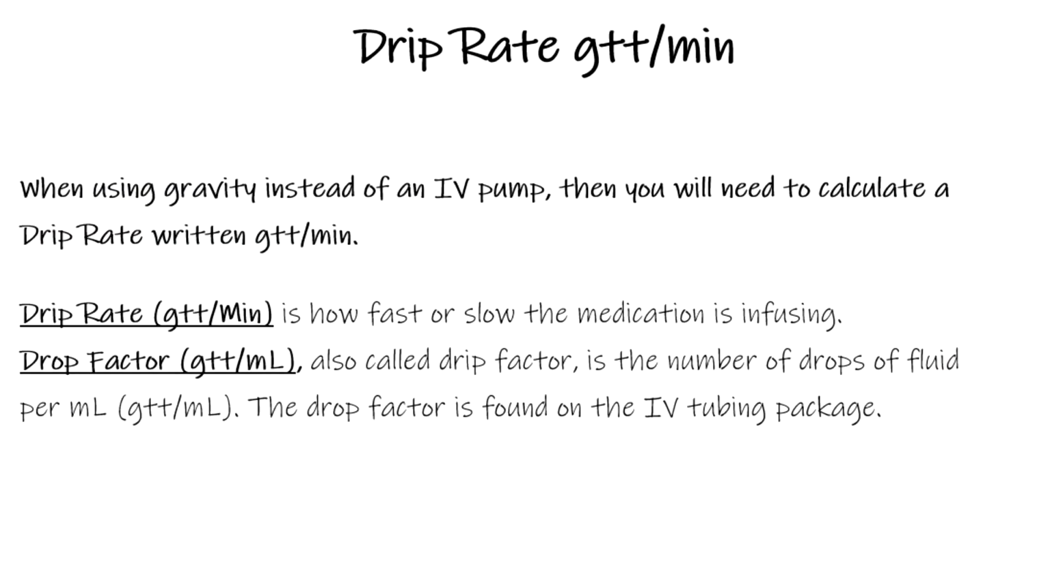When using gravity instead of an IV pump, you will need to calculate a drip rate, written drips per minute. The drip rate is how fast or slow the medication is infusing, while the drop factor, also called the drip factor, is the number of drops of fluid per milliliter. The drop factor is found on the IV tubing package.